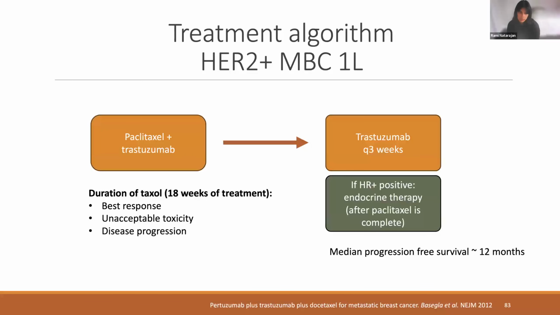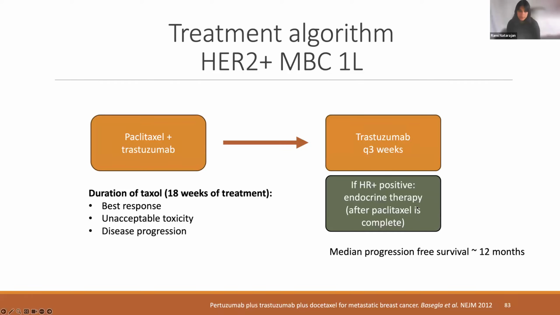So let's say in this situation, the patient has de novo metastatic disease or a long disease-free interval after curative approach for an early stage HER2 positive breast cancer. They would start first-line treatment with paclitaxel and trastuzumab, and generally the duration of the chemotherapy is about 18 weeks of treatment, and we treat until best response, unacceptable toxicity, or disease progression. After about 18 weeks, we drop the chemotherapy and the patient is just on the trastuzumab every 3 weeks, indefinitely.